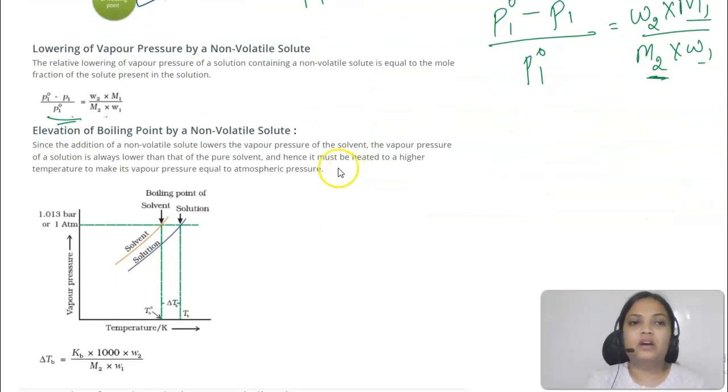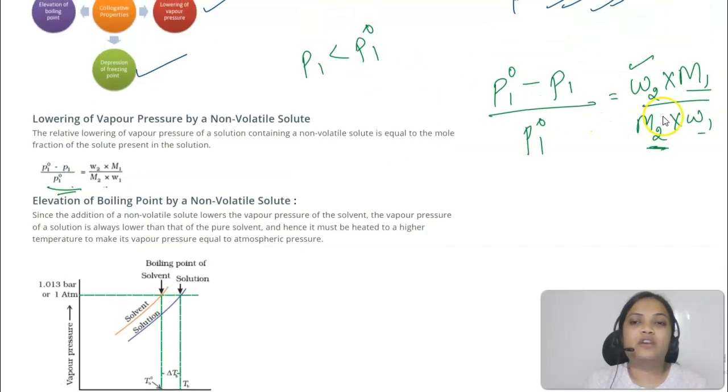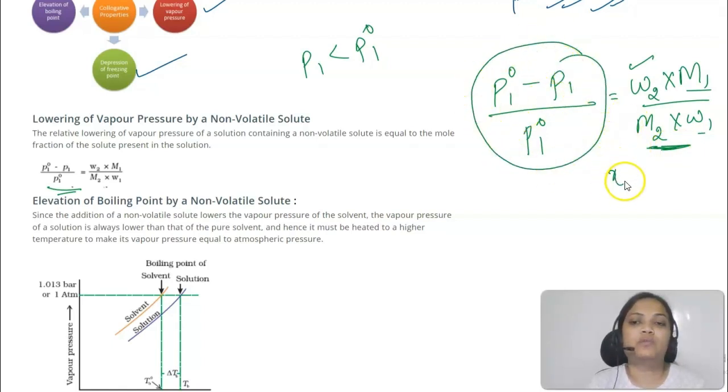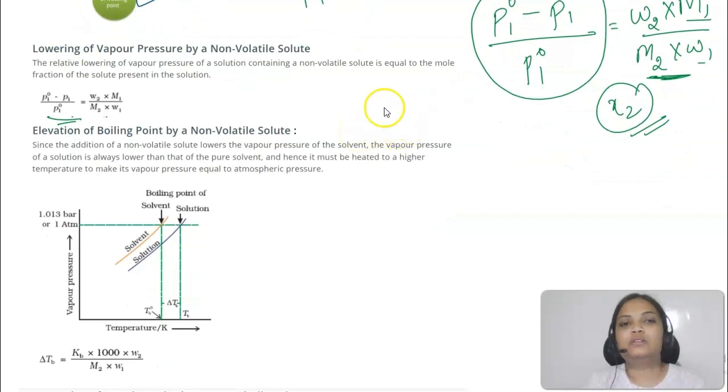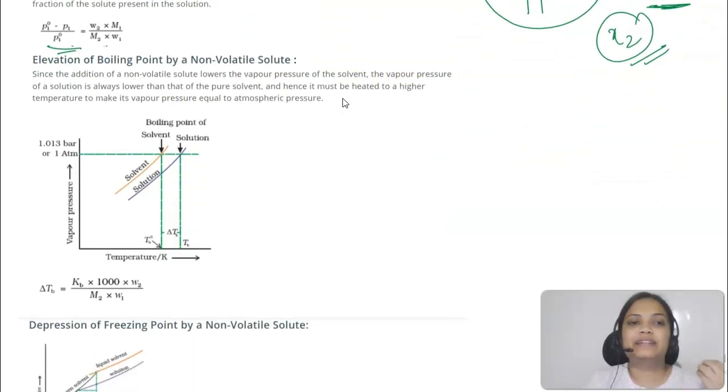Okay. Now students, so here how we have derived this, it is basically the mole fraction. Okay, so relative lowering of vapor pressure is actually equal to the mole fraction of the solute. All right. Now students, we have discussed that addition of a non-volatile solute lowers the vapor pressure. Okay, so the vapor pressure of the solution will always be lower than that of the pure solvent.